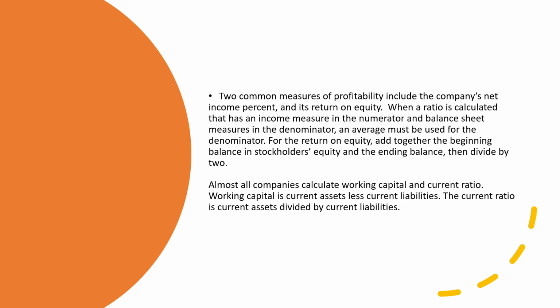Almost all companies calculate working capital and current ratio. Working capital is the current assets less, or you can say minus, current liabilities. And the current ratio is current assets divided by current liabilities.